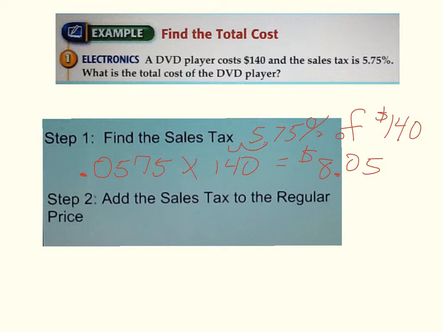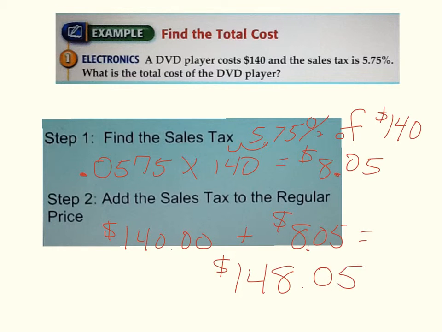So a $140 DVD, if we were to purchase that item, we would have to pay $8.05 in sales tax. Now, what's the total cost of the DVD player? Well, to get the total cost, we're going to take the regular price, which is $140, and we're going to add that to the sales tax, $8.05. And when we add those up, we end up with $148.05. That is the total cost of the DVD player.